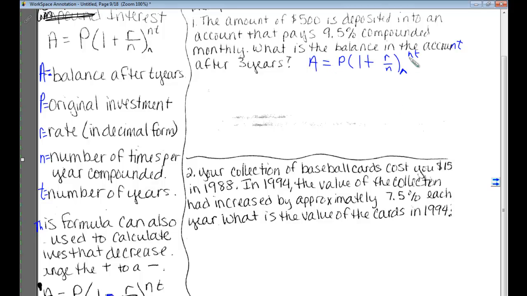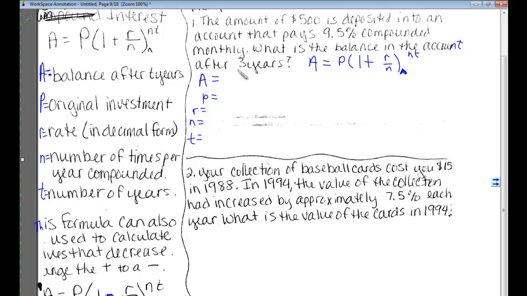Make sure that's raised to the N times T power, not multiplying, so I'll put a little caret key to remind us. Now I need to find all the players in my problem. A for balance after T years, P the original investment, R the rate, N the number of times per year compounded, and T the number of years.